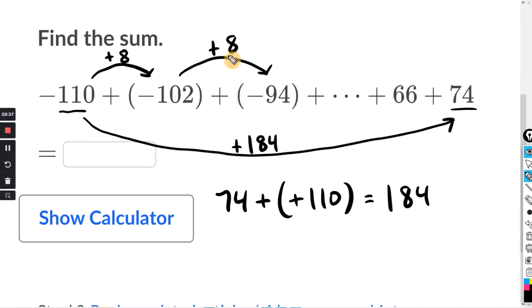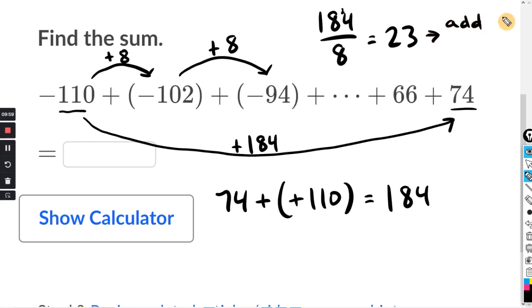So how many times did we add 8 in order to add 184? Well, let's see. If we did 184 divided by 8, 8 into 18, 8 into 16 goes twice, carry the 2, 8 into 24 goes 3 times. So what we did was we added 8 23 times.